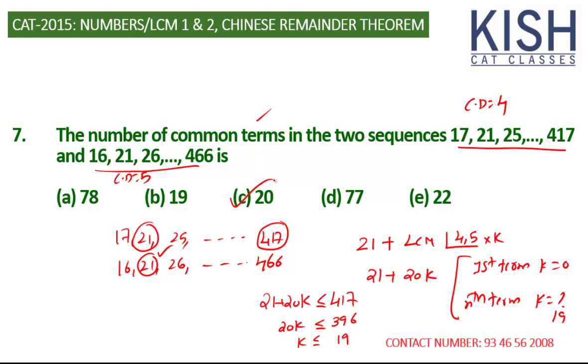First arithmetic progression, nth term, last term is already finalized, that is 470. Second one is 466. It means after 417 we cannot take common terms. So careful here.